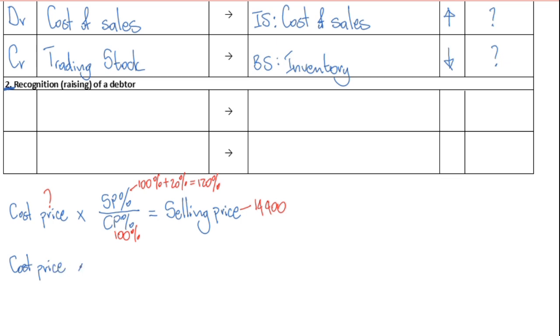cost price multiplied by 120 divided by 100 equals to 14,400.